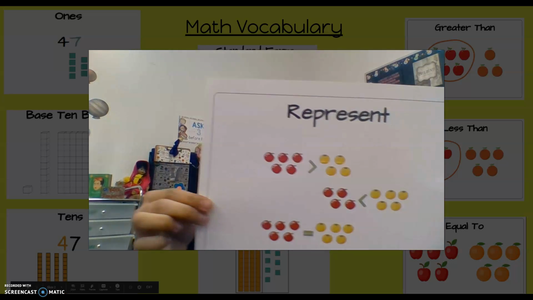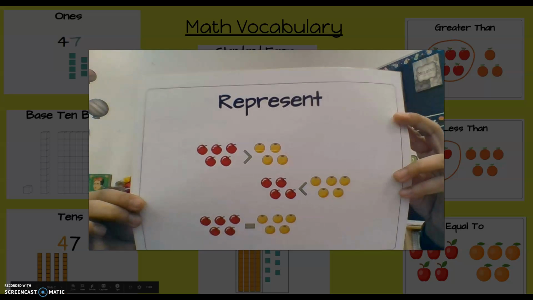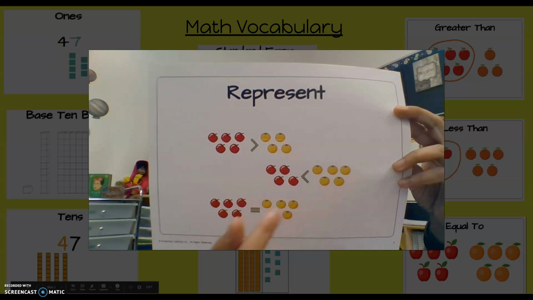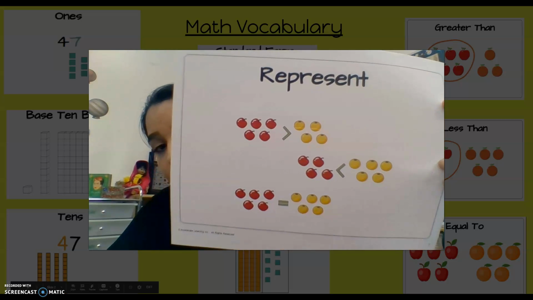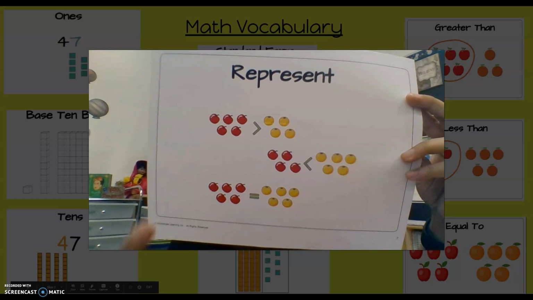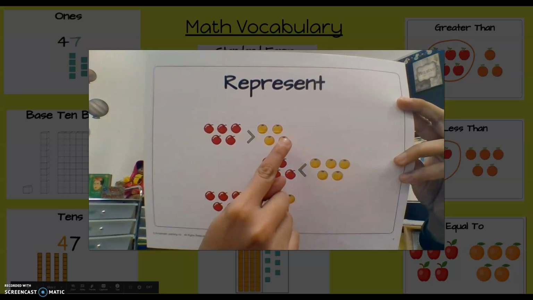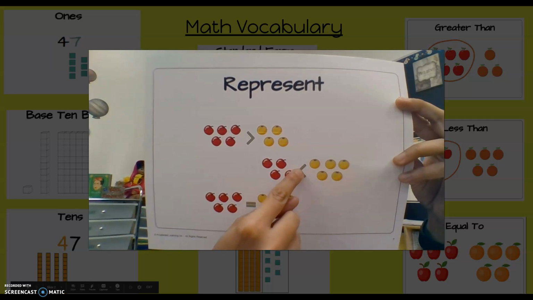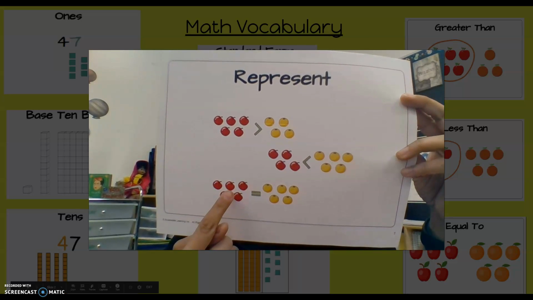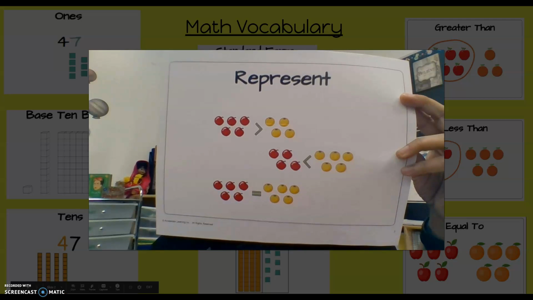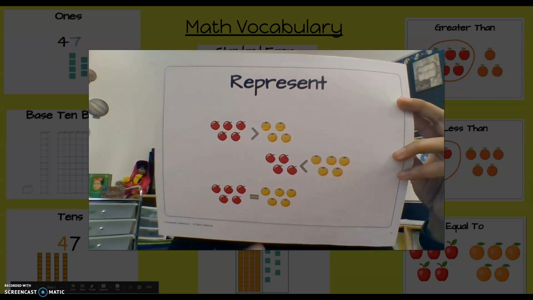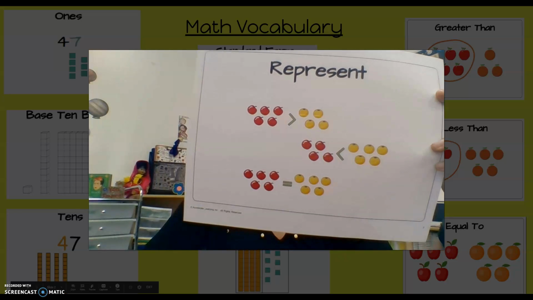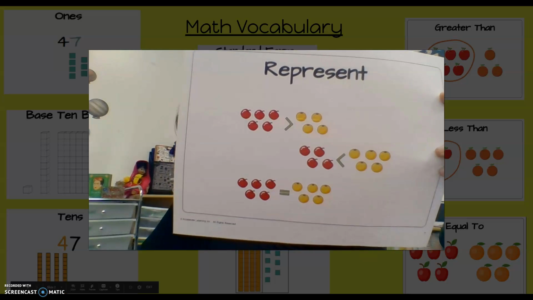Last new vocabulary word that we have is represent. So representing, we are using these signs. We're using the greater than, less than, and equal to sign. So right here you can say that the number of apples is greater than the number of lemons. The number of apples is less than the number of lemons. The number of apples is equal to the number of lemons in this picture. That is how we are able to represent.